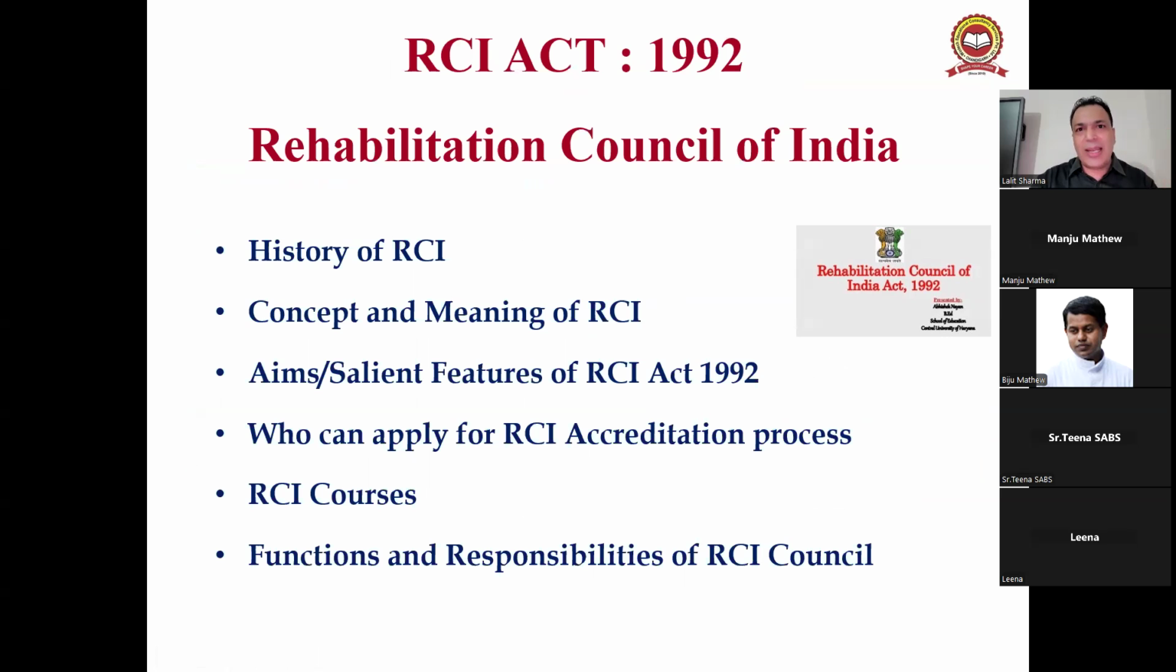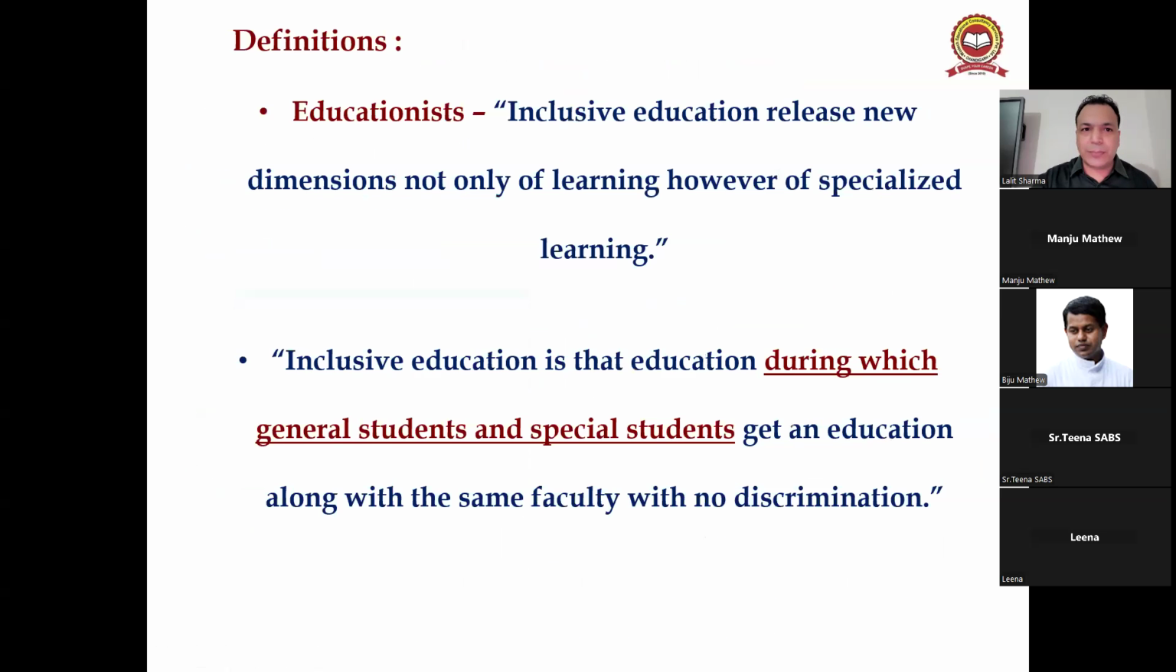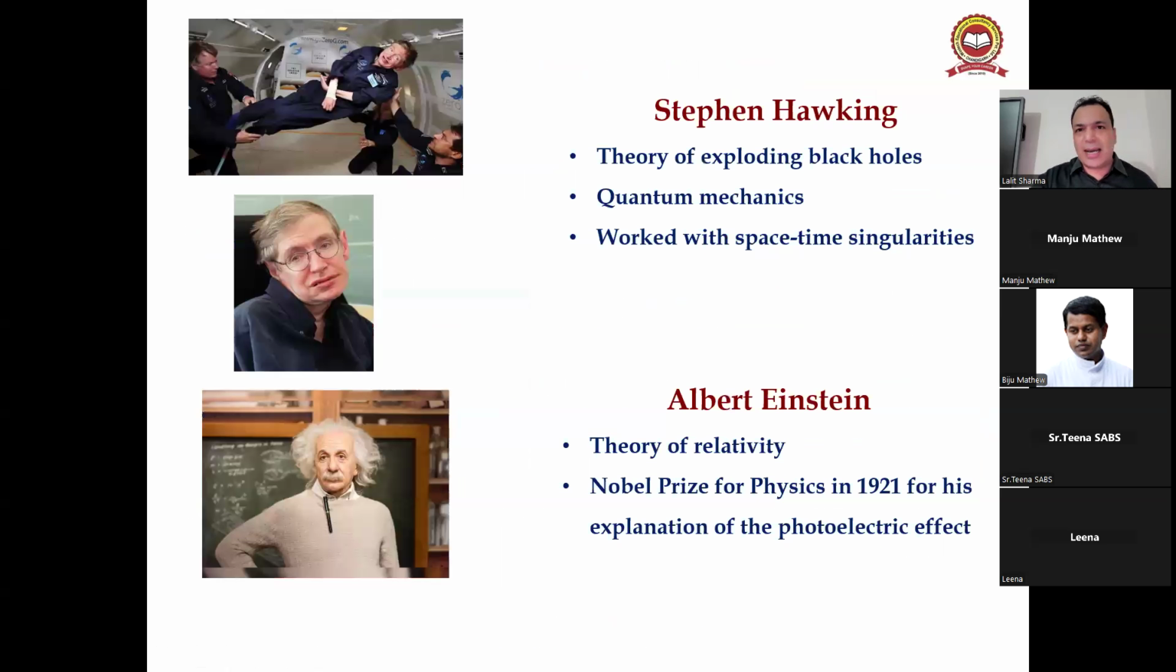If you want to see it, you can check your group. I have already sent the video. Otherwise, if you ask, I will send it to you again, right? So this part I have already done. Then models of inclusion. So these are all the things I have already taken, right? So these are the examples of the disabled persons, right?